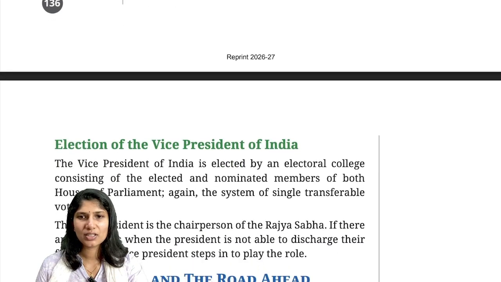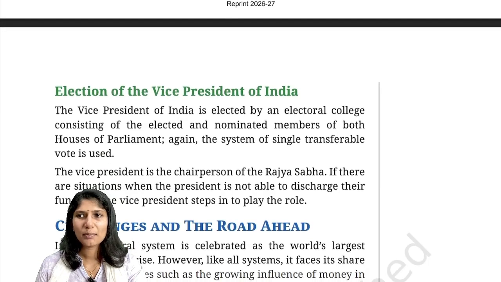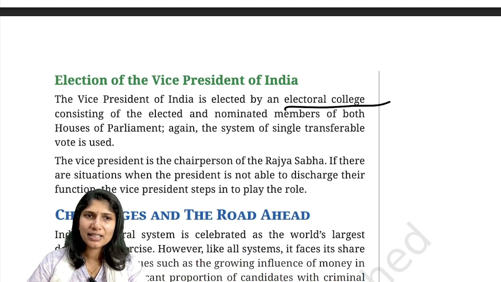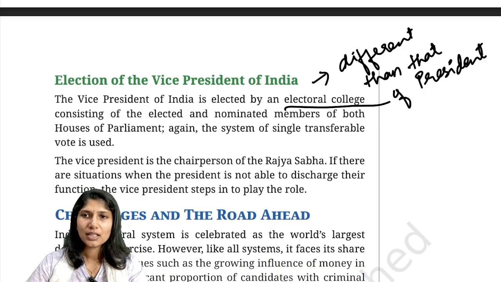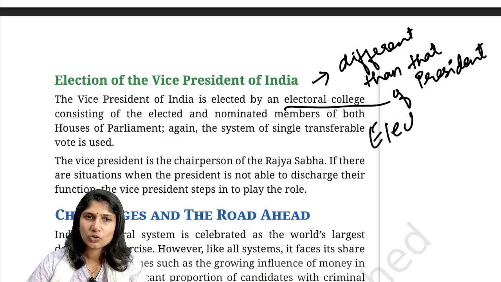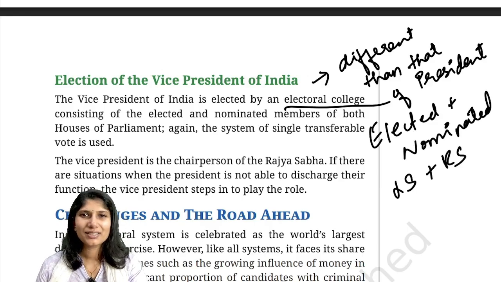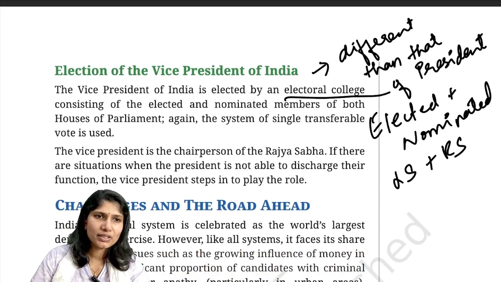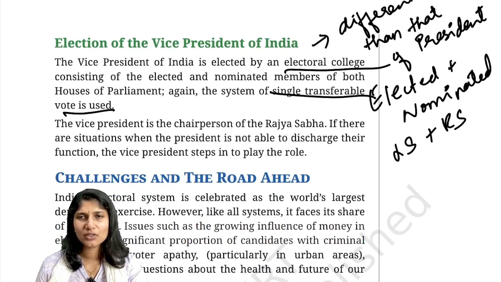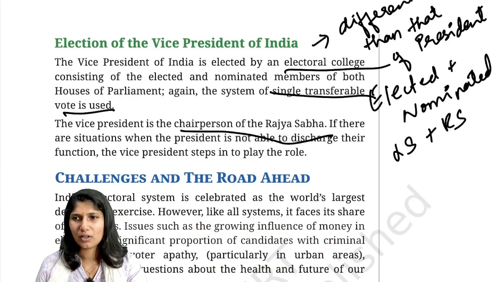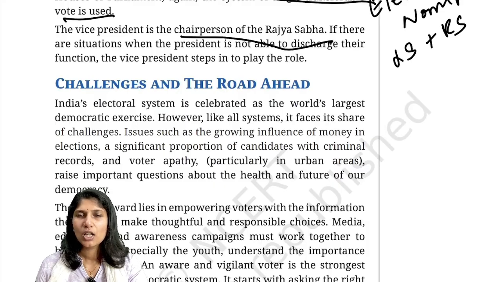Now let's see, how does vice presidential election happen? Vice presidential election also happens through an electoral college, but here it is different from that of president. How? Here in vice president, both elected plus nominated members of Lok Sabha and Rajya Sabha take part. No one from state legislative assembly will take part. Okay. So how are they doing? They are also doing it through single transferable vote. One more thing is, see, by name it is vice president, but what is his main job? He is the chairperson of Rajya Sabha. So the states are not needed. So this is how the election process takes place for Lok Sabha, Legislative Assembly, Rajya Sabha, President and Vice President.